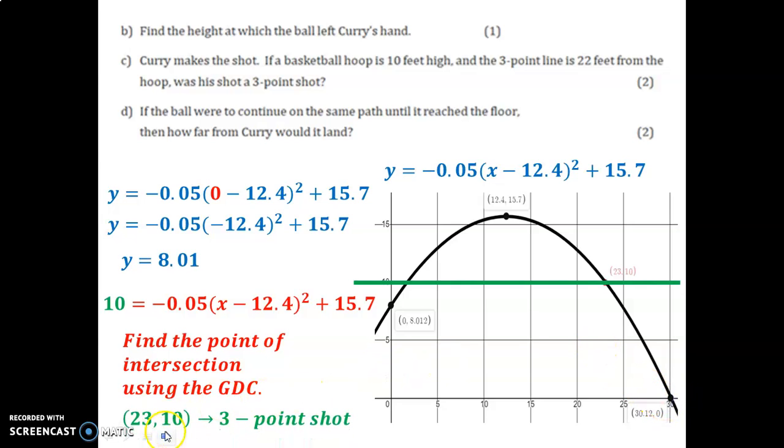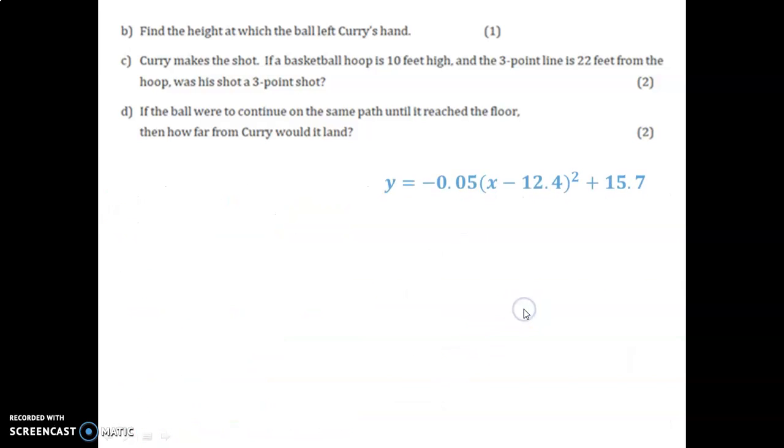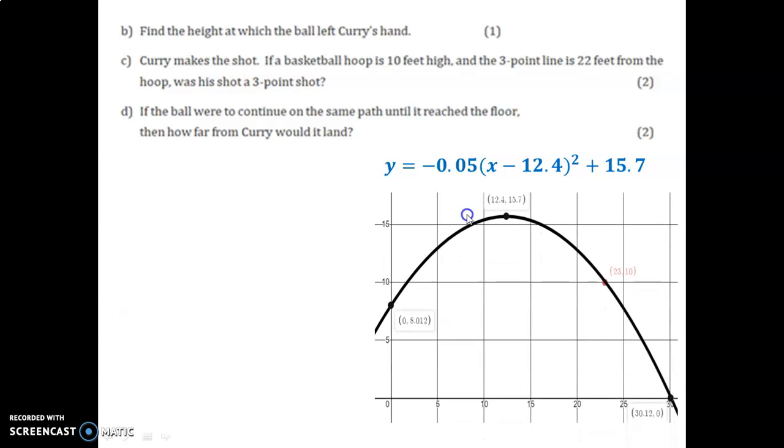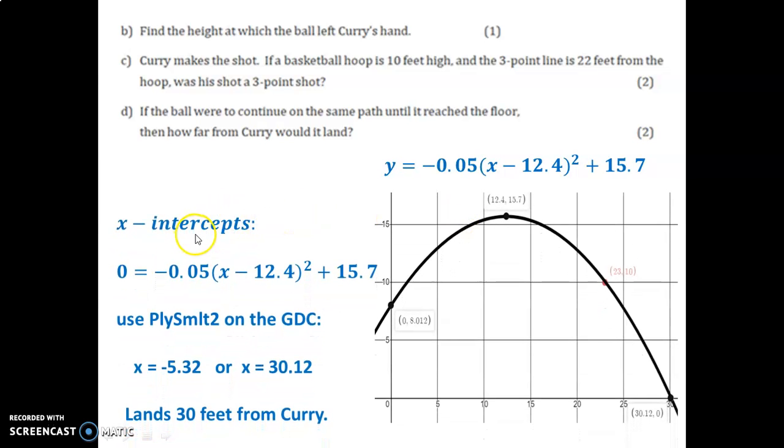So first of all, yes, (23, 10) tells us the three-point shot was made, and now we're going to find the x-intercepts. So solving that, for x-intercepts, you set the y equal to 0. Remember, for the y-intercept, we set the x equal to 0. For the x-intercepts, we make y 0, because y is 0 here when this is intercepting the x-axis. Set that equal to 0 there.